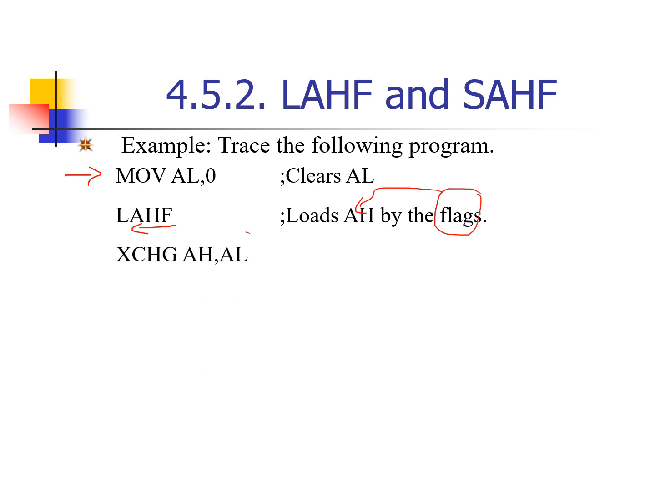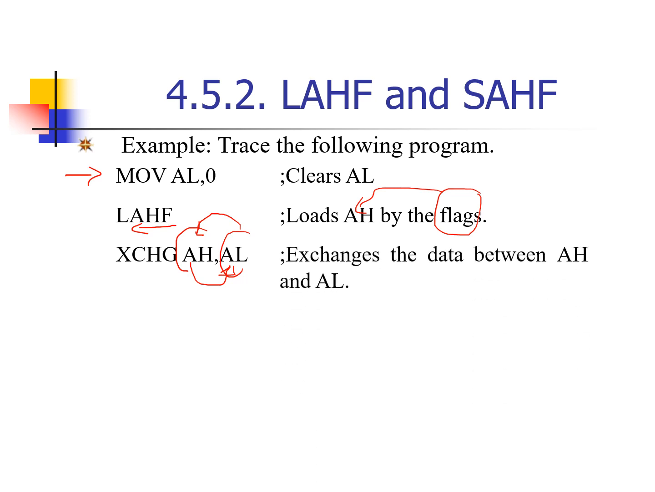Now exchange AL with AH. So zeros are stored now in AH, and flags are stored in AL. Exchange the data between AH and AL. Store AH into flag. So the value now in AH is zeros, store it into flag. So this definitely will clear the flags, will make all flag bits zeros.